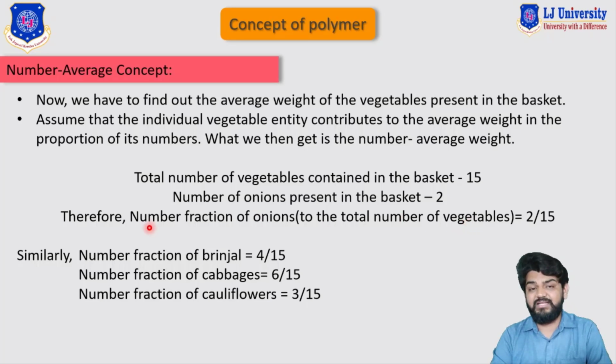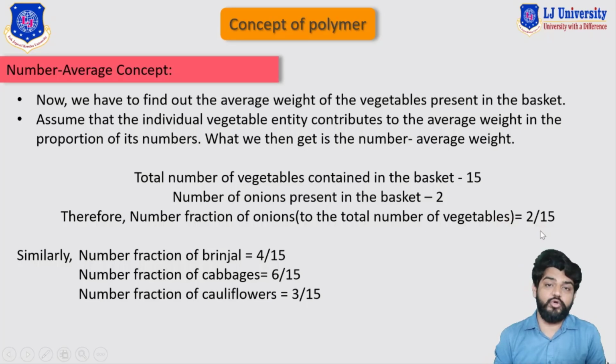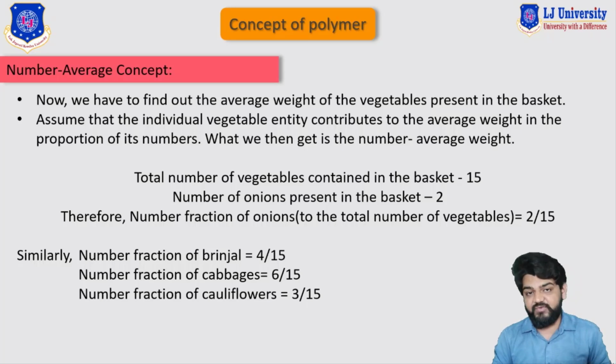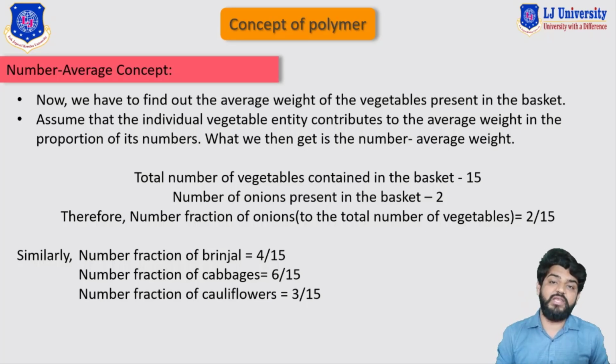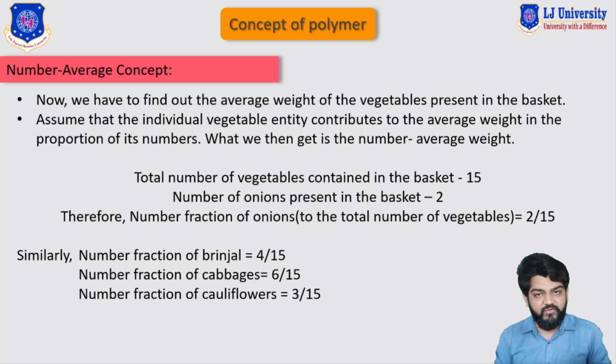Then if we find the fraction of the onion present in the basket, it will be 2 divided by 15. That means individual unit by the total unit. So individual units are 2 and the total units are 15. So the fraction of onion will be 2 divided by 15, right?